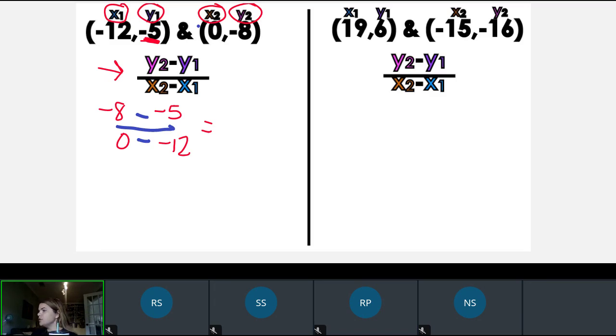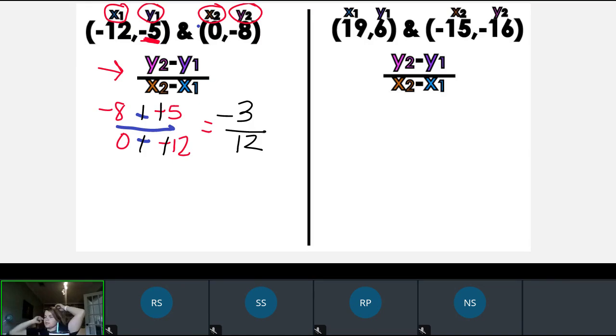So if you're confused, if you're not 100% sure, plug this top into your calculator. Just type in -8 minus -5. Okay? -8 minus -5. Minus a negative becomes plus. So this is -8 plus 5. That's going to be -3. On the bottom, 0 minus -12. Minus a negative becomes plus. So I'm going to get 0 plus 12, which is 12.